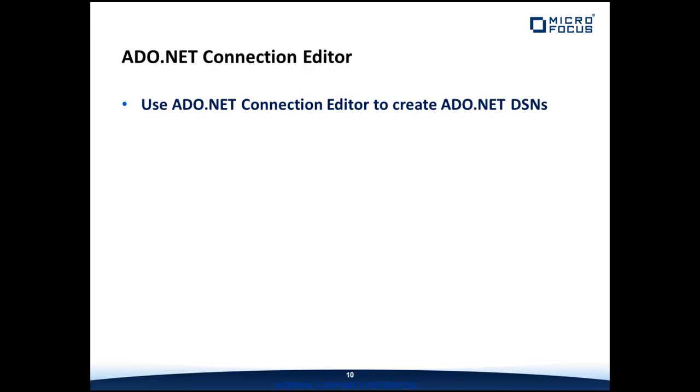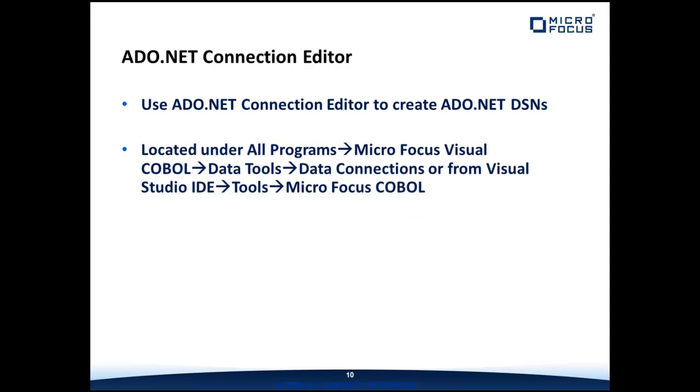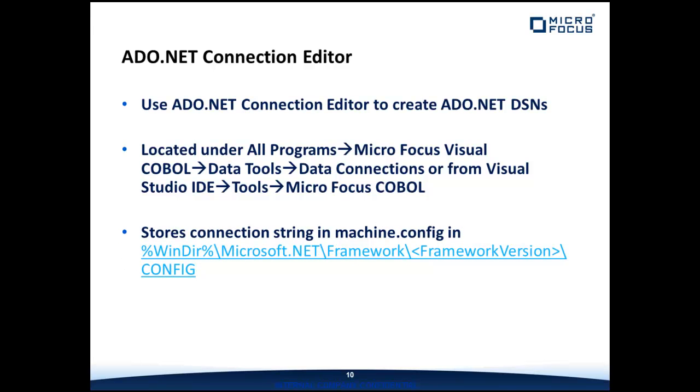Unlike the ODBC Data Source Administration tool, which is provided as part of Windows, the ADO.NET Connection Editor was developed by Micro Focus and is provided as part of the Visual COBOL product itself. The Connection Editor can be started from the Visual COBOL program group under Data Tools, Data Connections, or it can be started from the Tools Micro Focus COBOL menu item of Visual Studio. The editor must be started using administrative permissions in order to add or update connection information, as it stores this information as connection strings within the machine.config file, which is part of the .NET framework of Windows.